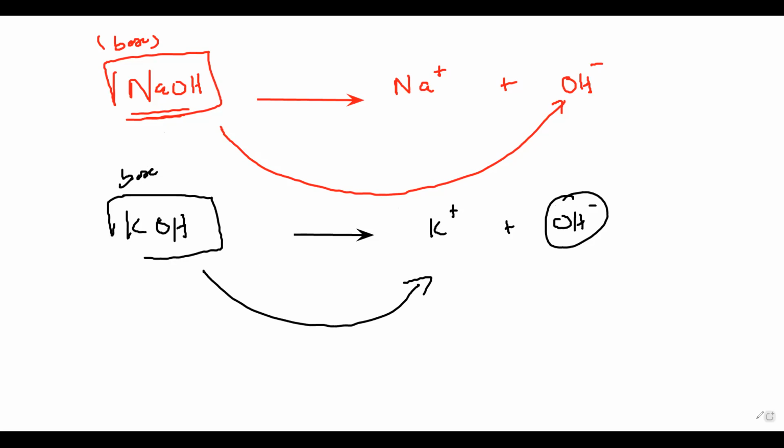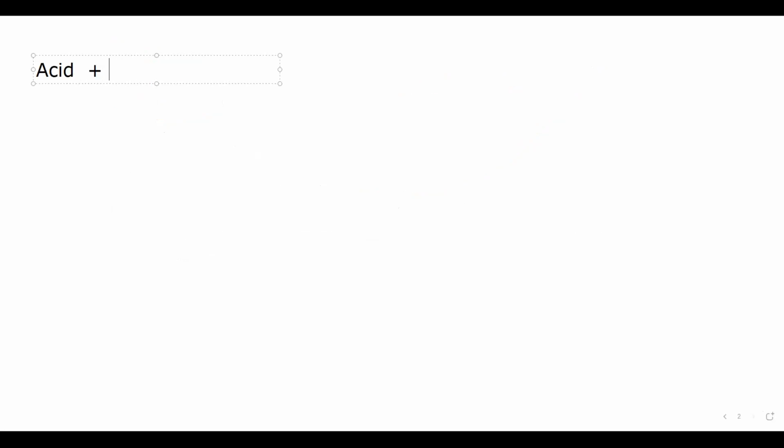What is the characteristic of a base? Whenever acid is reacting with the base, what is the result? It will result in the formation of salt and water. So acid plus base results in the formation of salt and water. This is one characteristic: if you have any base and it reacts with acid, this will always result in the formation of salt and water. For example, we have hydrochloric acid.